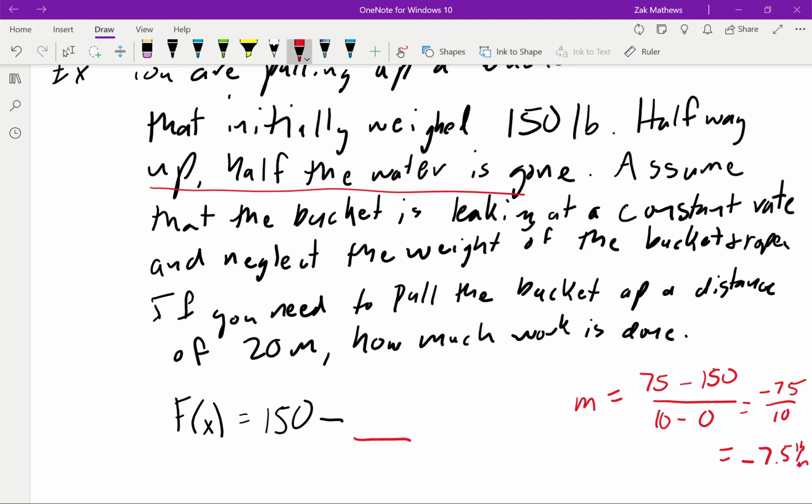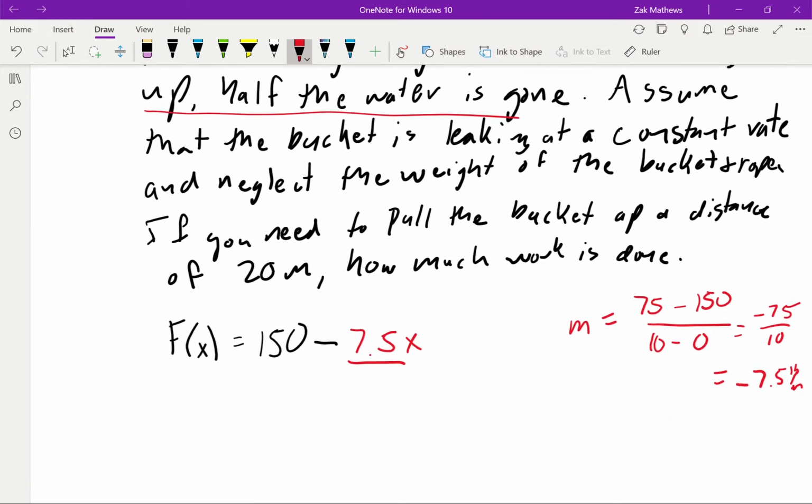The 7.5 is what we really care about there, because we are losing 7.5 for every meter that we're pulling it up, or 7.5x. So now we have everything we need for our work equation. Work is equal to the integral. We are starting at position 0 and we're pulling it to position 20.